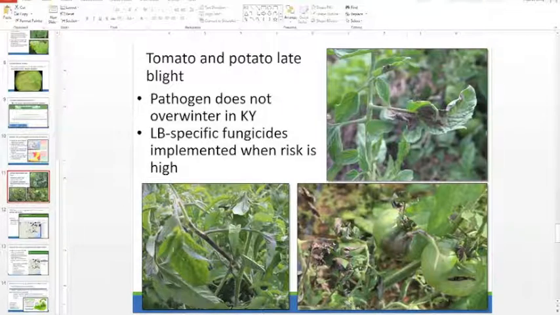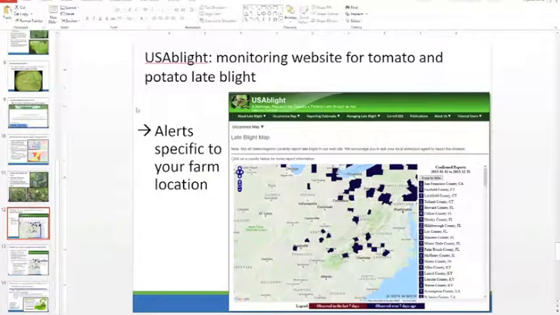as well. This pathogen is benefited by frequent rain events and cooler weather. And so like the downy mildew IPM pipe, there's also a monitoring website for late blight, and that website is USA Blight. This is another free resource where you can enter your farm location and receive confirmed reports of late blight specific to that farm location.